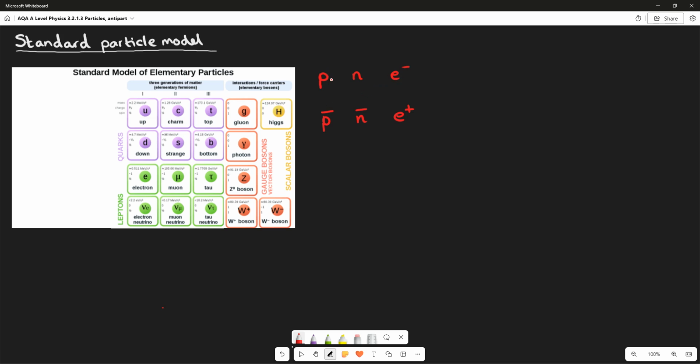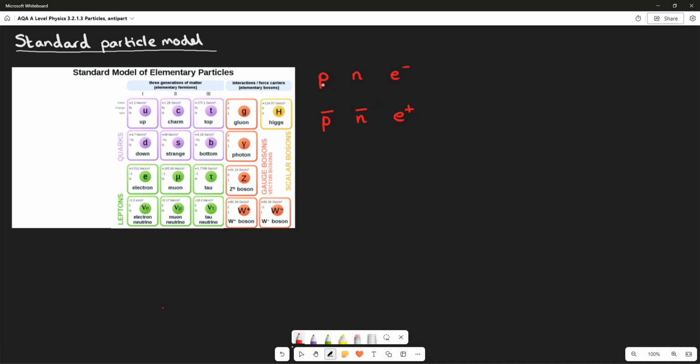So for example, the proton has a positive charge, the antiproton has a negative charge. The neutron has no charge, and it's not possible to get the opposite of that, so the antineutron also has a zero charge. The electron has a negative charge, and the positron has a positive charge.